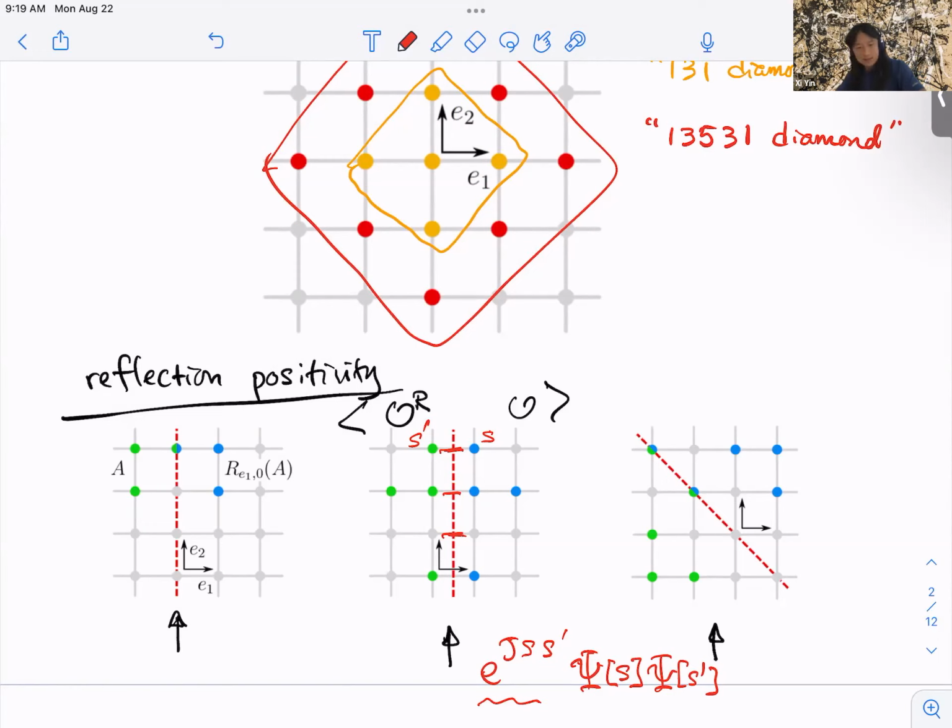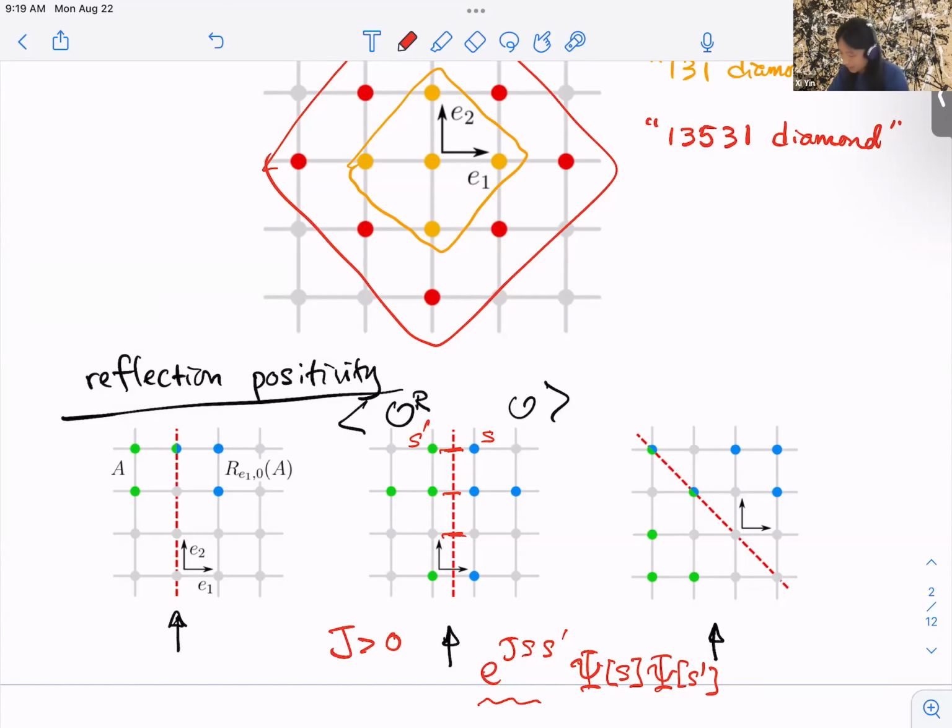And it turns out that in order to prove this reflection positivity, we have to assume that J is positive, that is, we have to assume that the Ising model is ferromagnetic. In fact, as far as I know, if J is negative, this kind of reflection positivity fails. But that's not a problem. We're interested in the ferromagnetic Ising model, and we can prove this reflection positivity in this case, and that's good enough for our purpose.